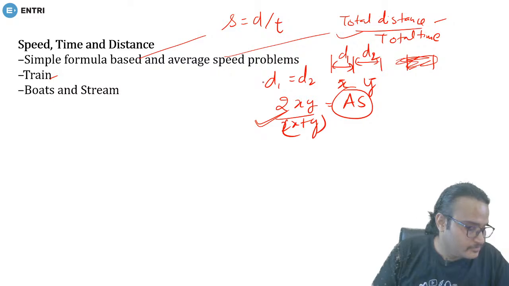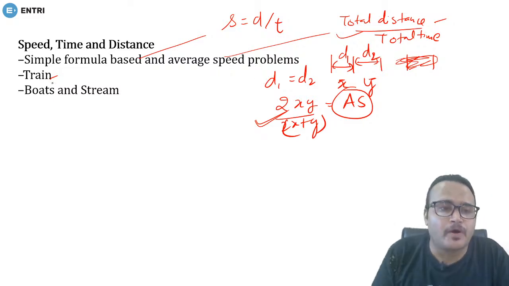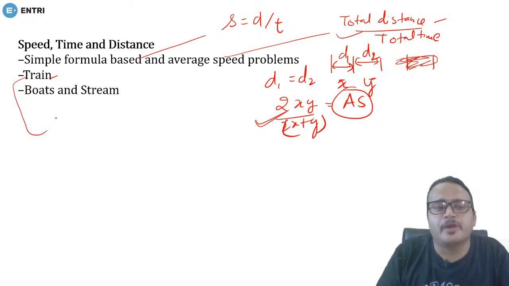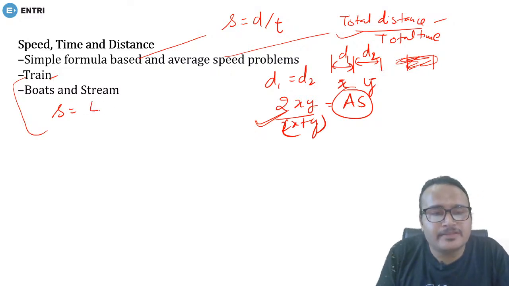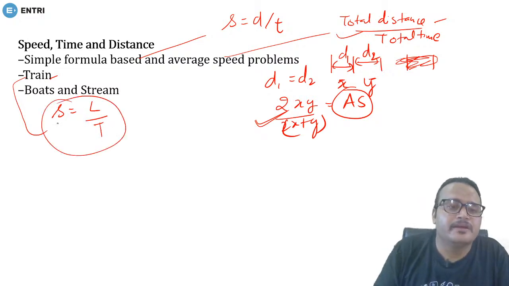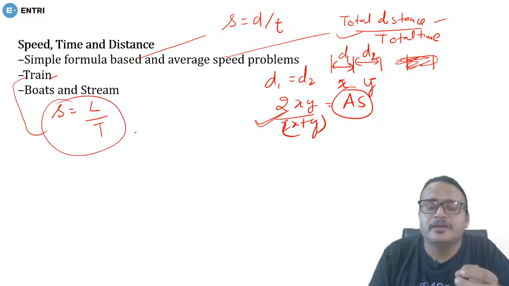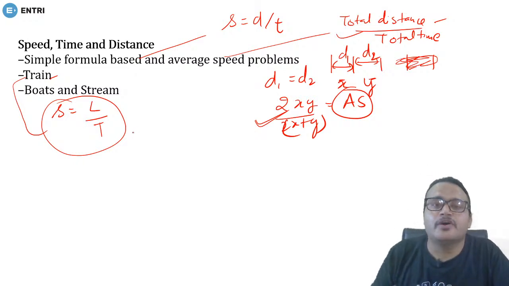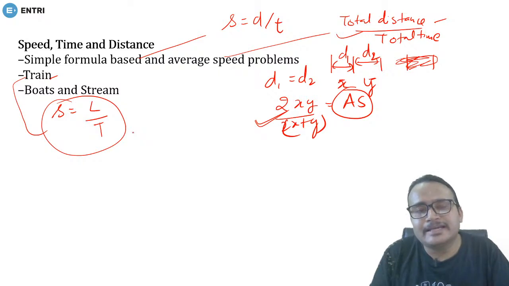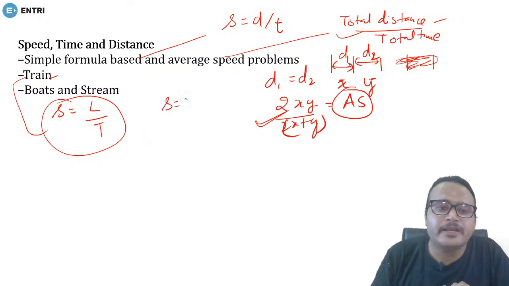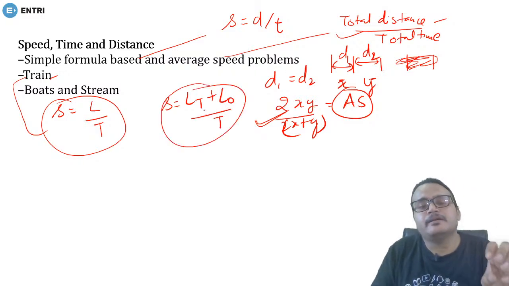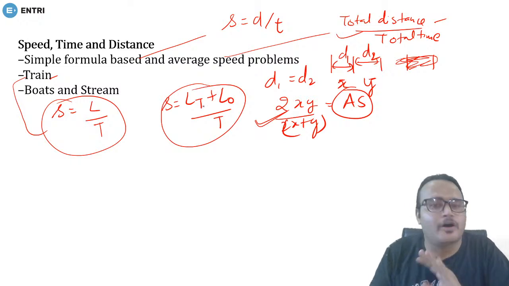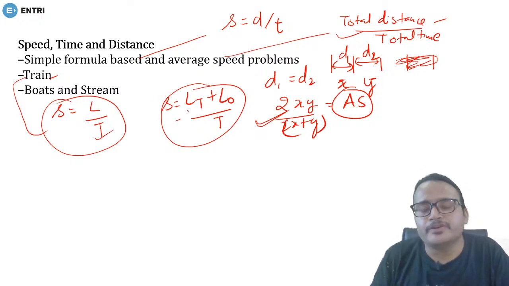And train based problems. So guys, in solving train based problems, you must know certain formulae. Speed of train is length of train divided by the time taken by the train in passing a particular object that is of negligible length. But if the object has a certain length, then speed of train equals length of train plus length of that object divided by the time taken by that train to pass that particular object. Okay, so these are the two formulae you need to go for.